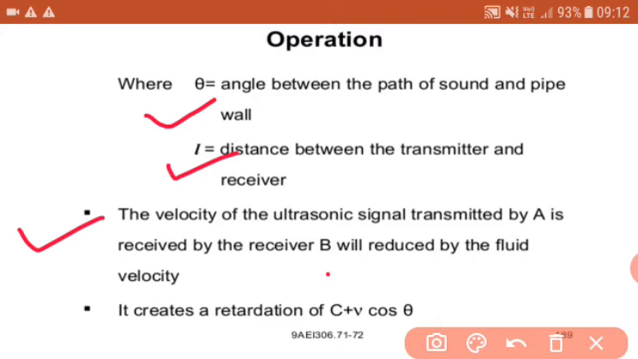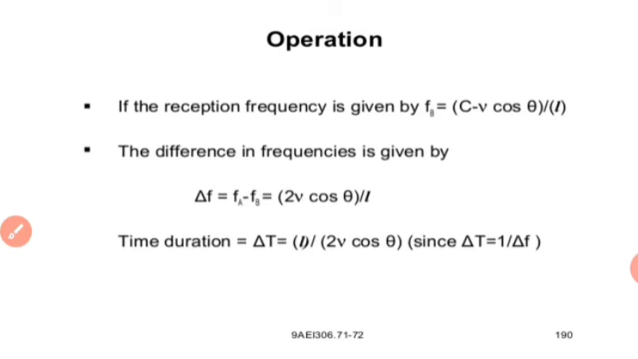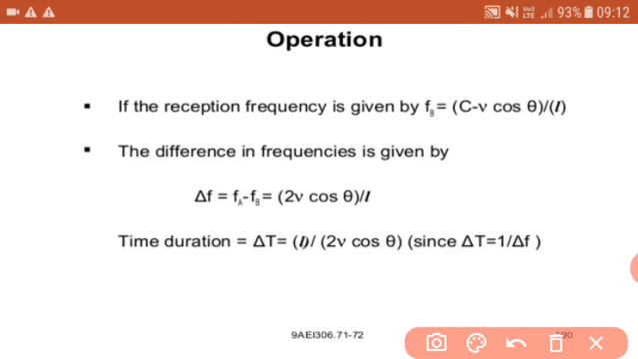The ultrasonic signal transmitted will be reduced by the fluid velocity. It creates a relation of C plus V cos theta, and this reduction will create a retardation of C plus V cos theta. Now, if the reception frequency is given by FB equal to C minus V cos theta upon L.